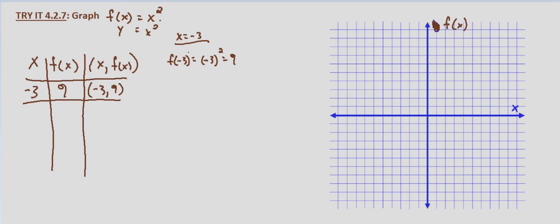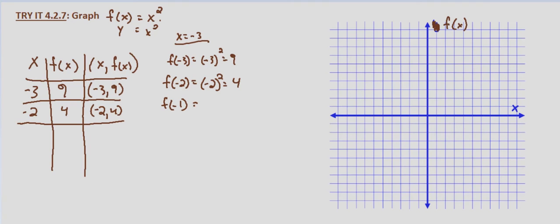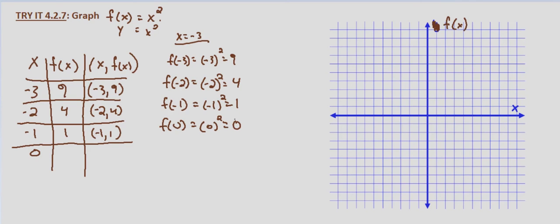Let's go with x equals -2. I'm not going to write out x equals again because we know what we're doing as far as substituting in -2 for x. So f of -2 equals -2 squared, which equals 4. So we'd have -2, 4, and our point would be (-2, 4). And then we will repeat this process. f of -1 equals -1 squared, which equals 1. f of 0 equals 0 squared, which equals 0. And then you'll notice a pattern here.